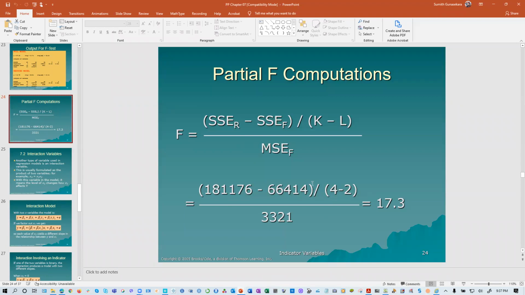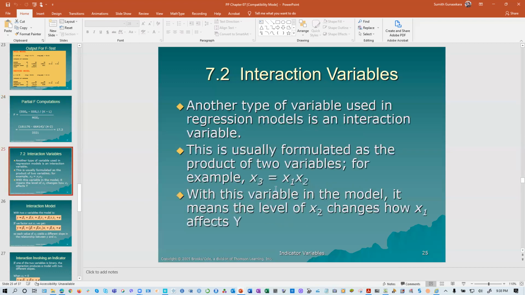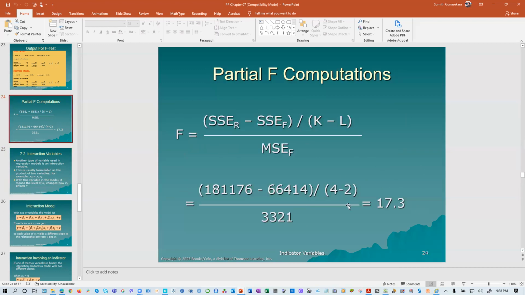When you have the full model, you have less error; the reduced model has more error. How many regressor variables are in the full model? Four. How many in the reduced model? Two. And this is the mean squared error of the full model, giving an F of 17.3. From the 17.3, you should know how to find its corresponding p-value.